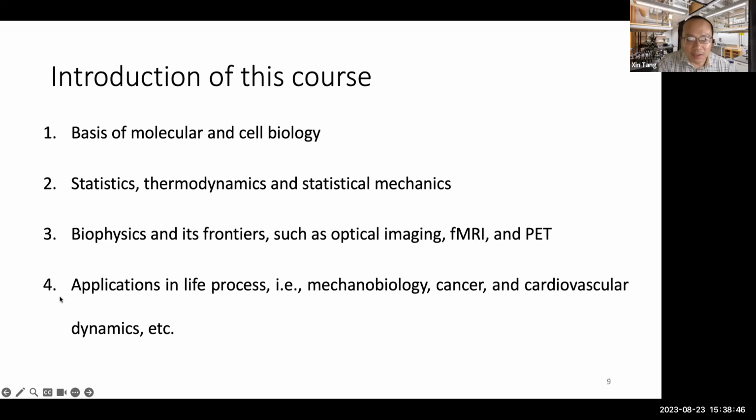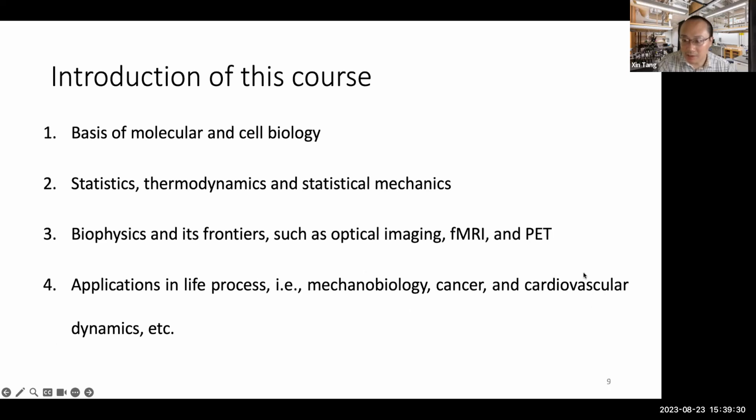And then we will discuss the combination of the tools and that physics knowledge in living systems, in life processes, and especially not purely biology. We will not just talk about biology. We will talk about how physics and mechanics are useful in biology, how they can be used in the clinic and in the lab, and how to understand biology better from the physics and mechanics perspectives. Such as mechanobiology, cancer, and cardiovascular dynamics.